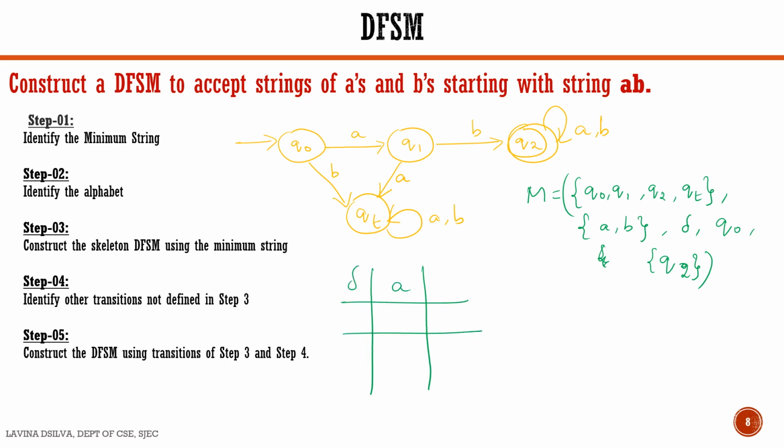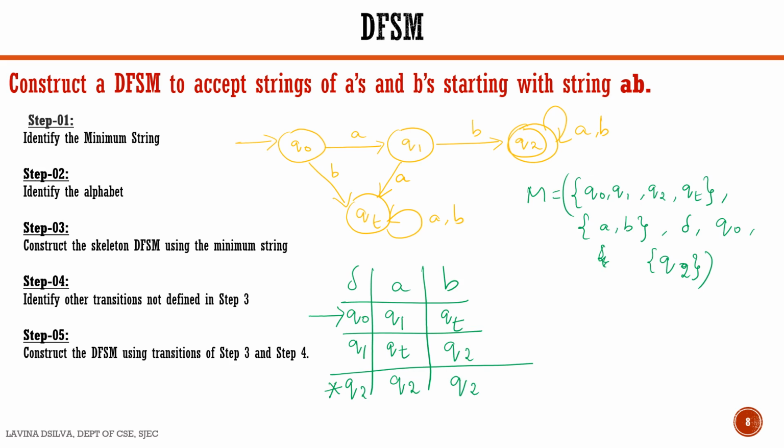Delta. We have two input symbols, A and B. Q0 was our start state, so it is given with an arrow mark. Q0 on seeing A goes to Q1, Q0 on seeing B goes to Q trap. Now in state Q1, if you see an A, we go to Q trap. On seeing B, we go to Q2. The state Q2 is a final state. On seeing A, it remains in the same state. On seeing B, it remains in the same state.